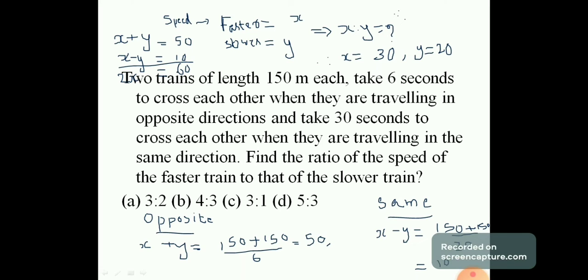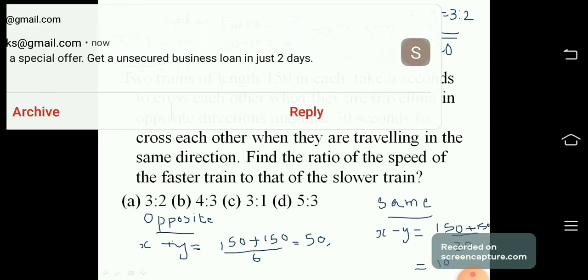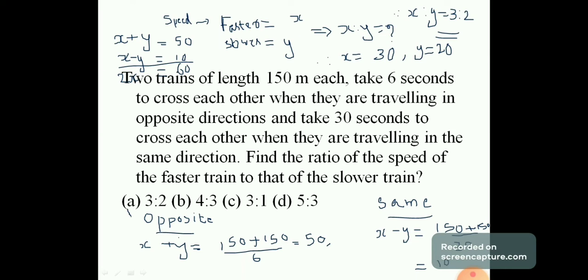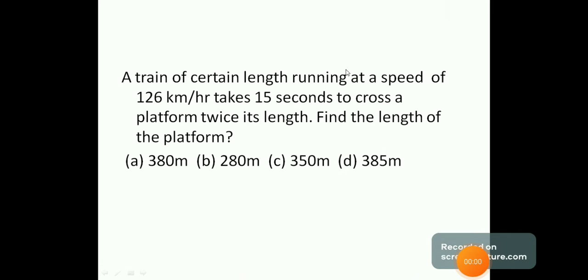Which is equal to 3 is to 2. So the right option is 3 is to 2. The answer for this question is 3 is to 2. The ratio of the speed of faster train to slower train is equal to 3 is to 2. Hope that question is clear. This is how we have to solve this. Okay, so we can move to the next question.